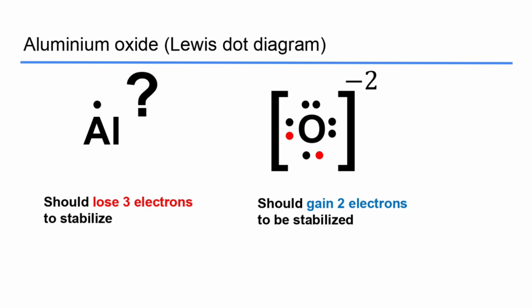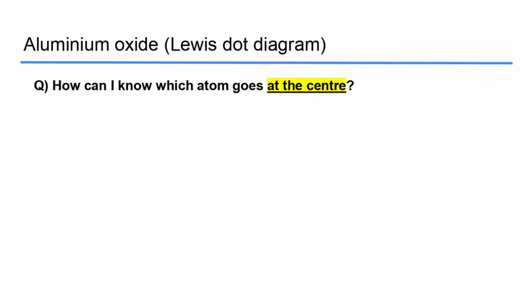Now, what about aluminium? Right now, we have 1 electron that should go somewhere. This is where we're going to put a pause button and ask ourselves, how can I know which atom goes at the center? Because right now, with aluminium and oxygen side by side, I face a dilemma.